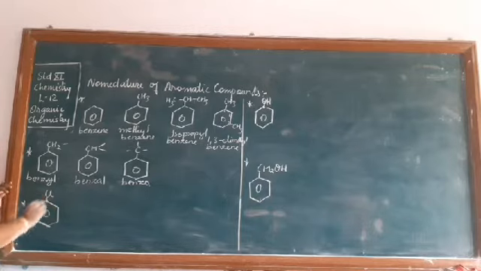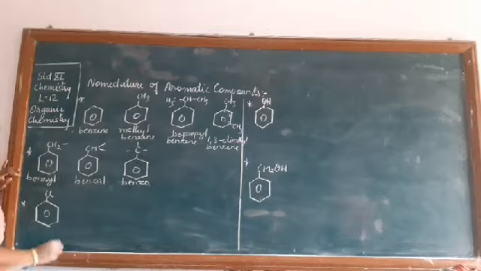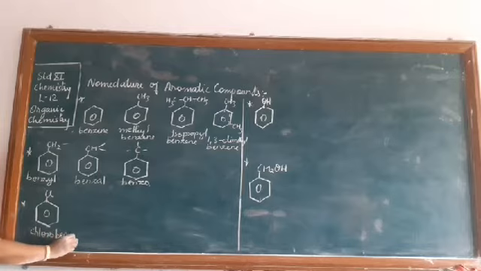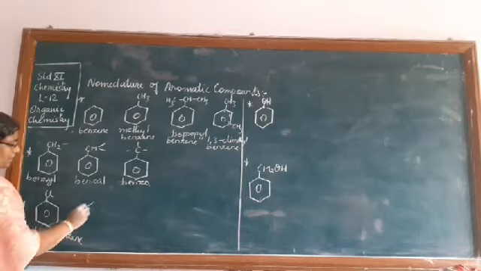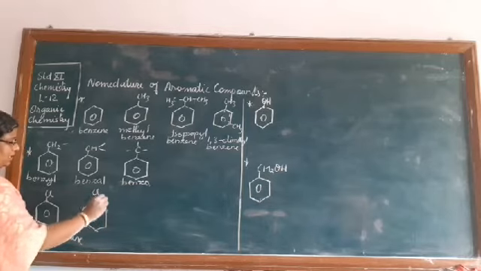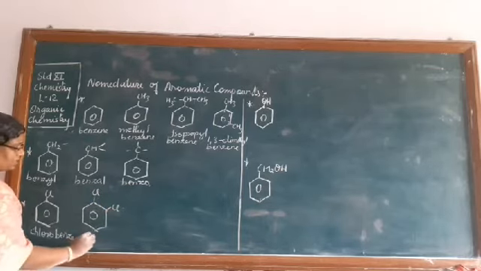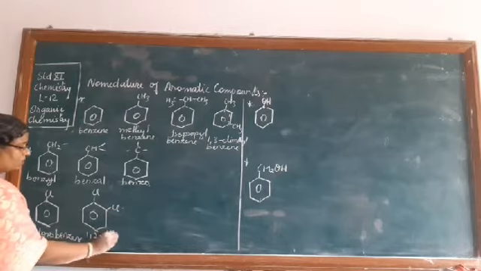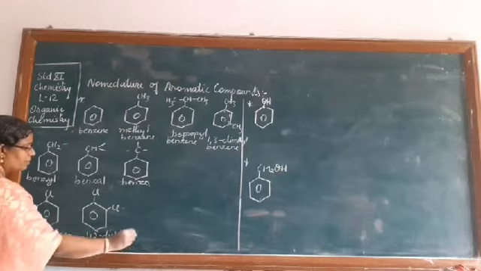Now this becomes a halogen derivative of benzene. So if there is Cl on the benzene ring, then it becomes chlorobenzene. What will it become? Chlorobenzene. Okay. If I have a benzene ring with Cl and Cl, then it is 1,2-dichlorobenzene.